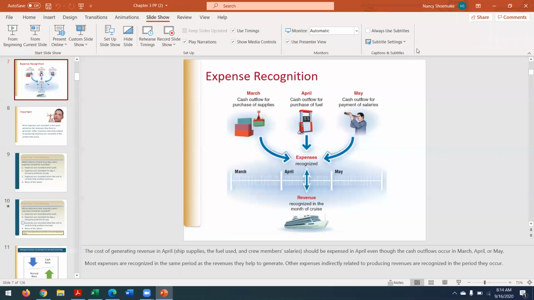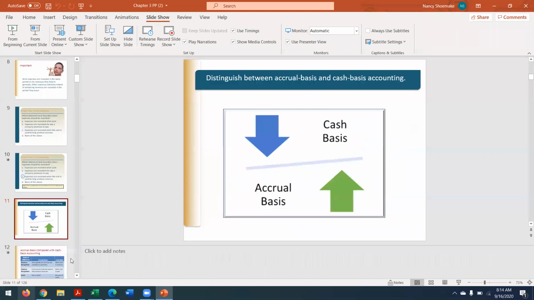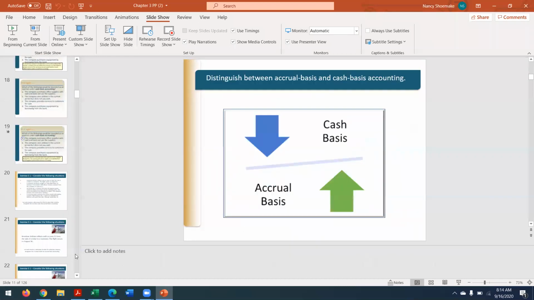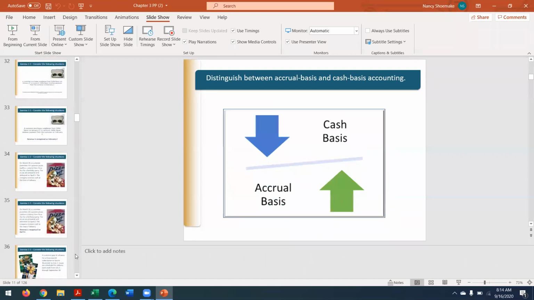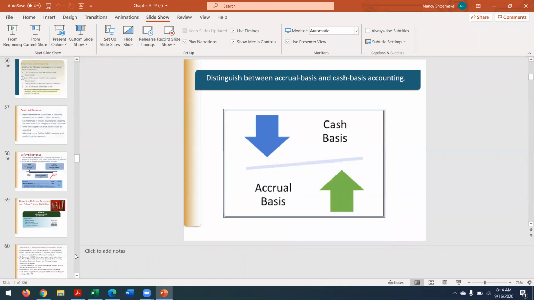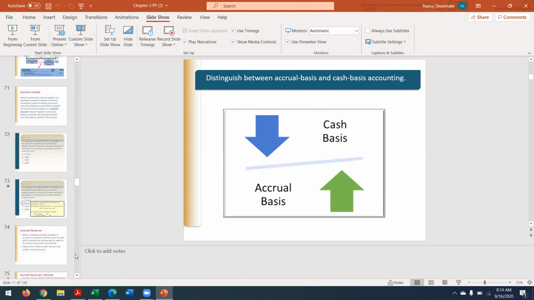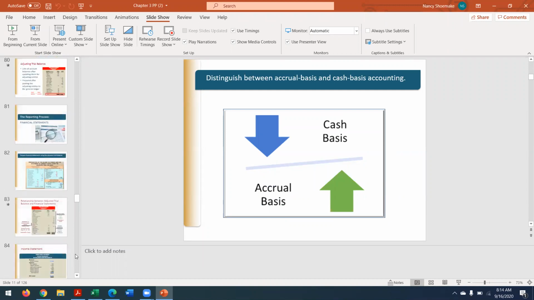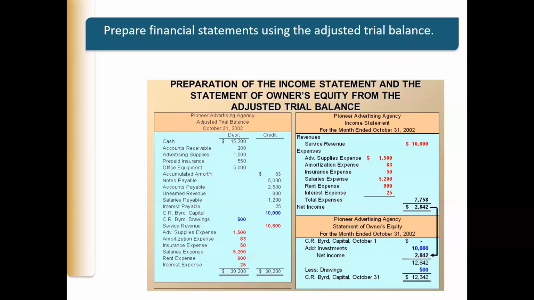So, guys, we are going to start with the second part of chapter 3. Basically, what we're going to cover this week is creating the financial statements and then preparing what we're going to call closing entries to clean up the books so we can start again for the next period, the next year.